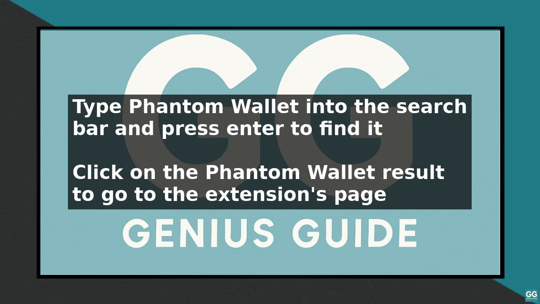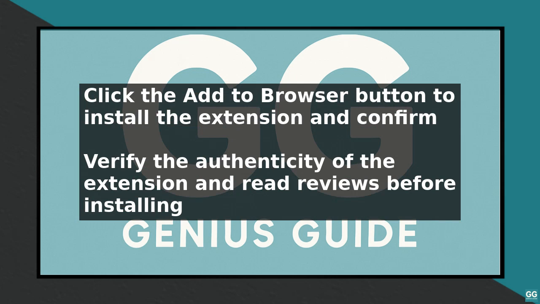Here, you can read more about the extension, its features, and reviews from other users. To install the extension, click the Add to Browser button. You will be prompted to confirm the installation, and once you do, the extension will be added to your browser. Alternatively, you can also find the Phantom Wallet extension on the Phantom website. Simply navigate to the Phantom website, click on the Download button, and follow the prompts to install the extension.